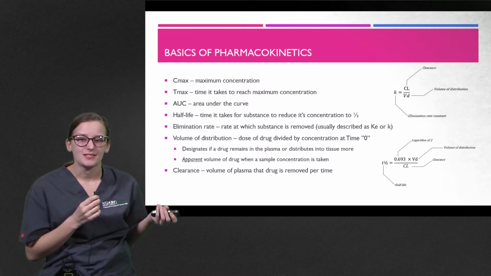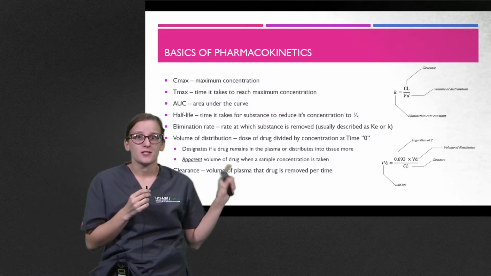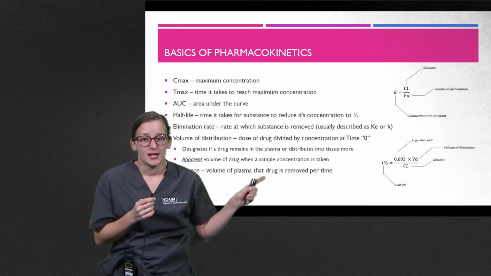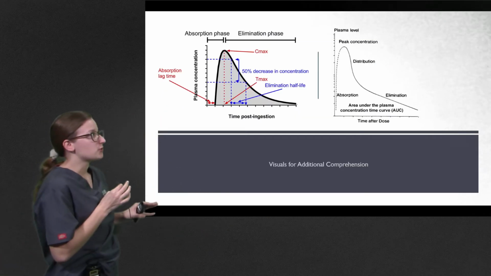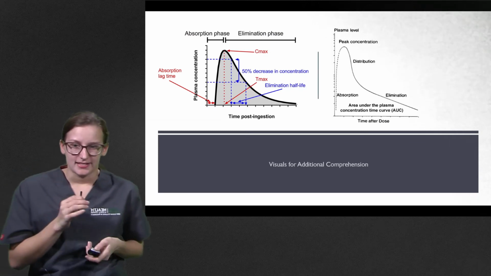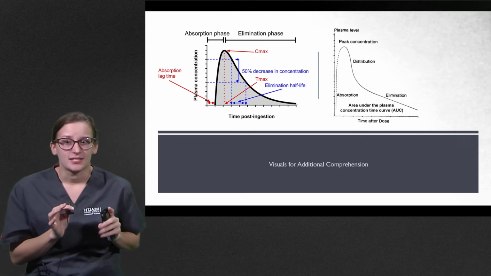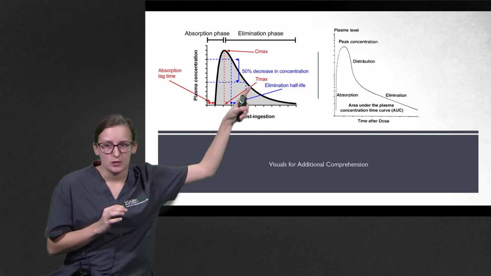And then clearance is the volume of plasma that drug is removed from per time. It's not the drug removed, it's the plasma being cleared and how much drug is in that plasma. All right, and here are some visuals for your reference if you need different ways to visualize everything. So we've got Cmax, max concentration, go down here, and that is Tmax.